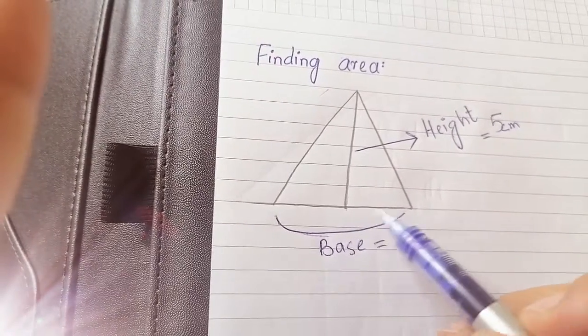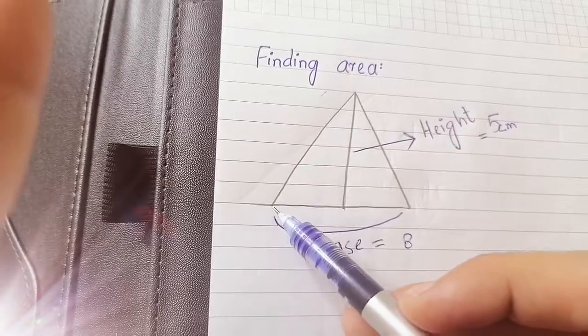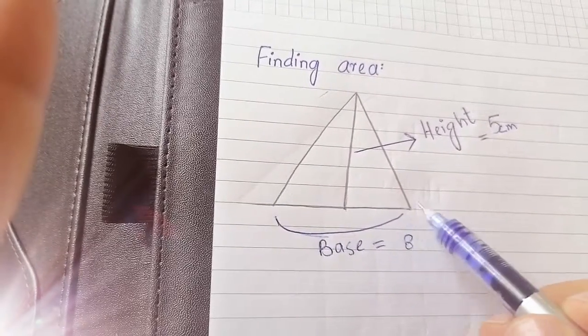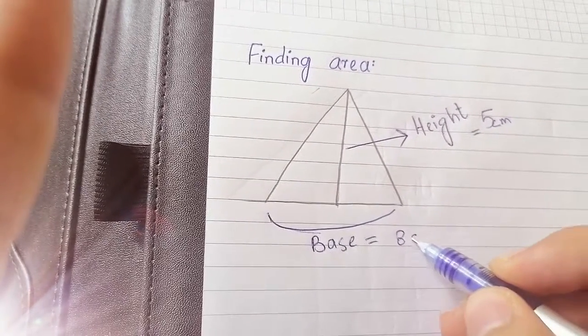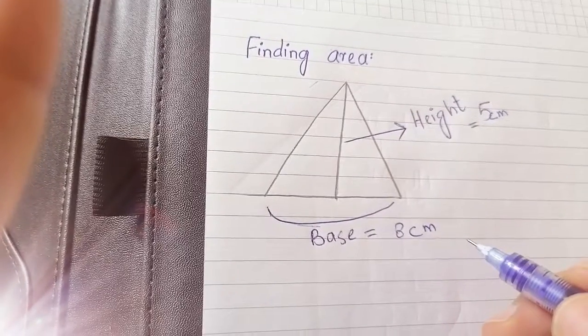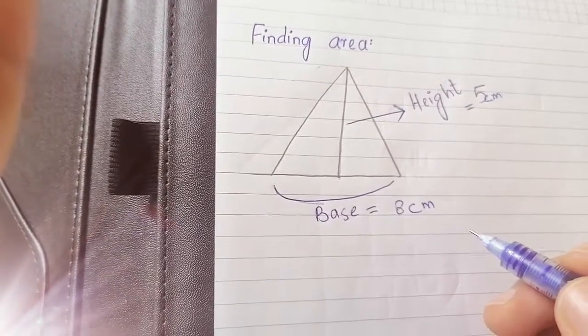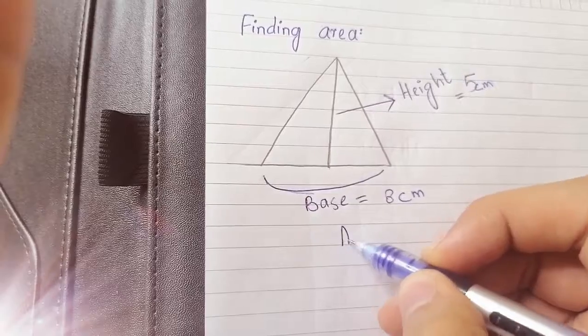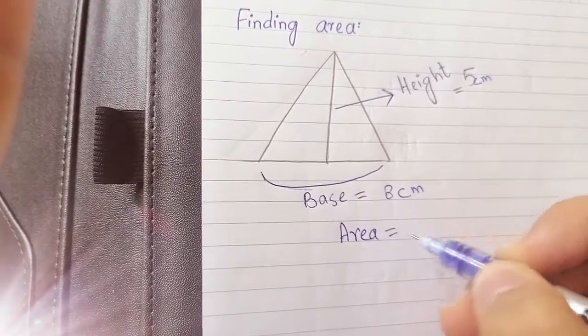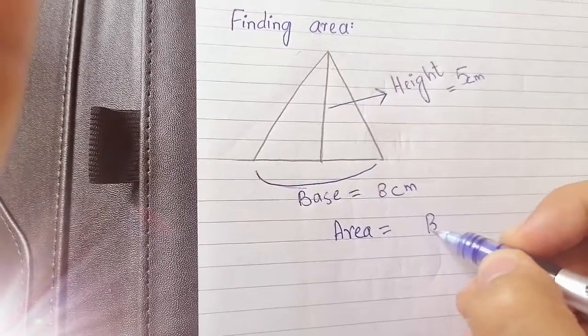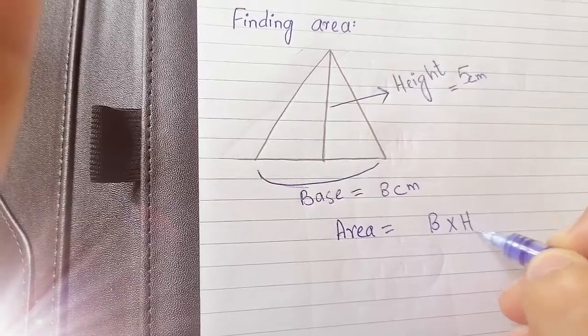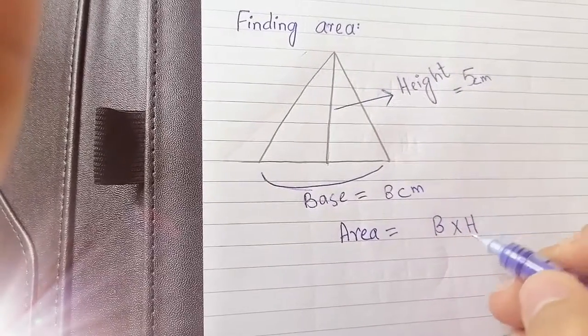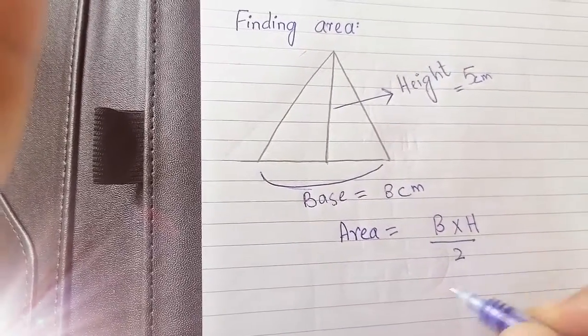And then the base. We need to know the base. This is the base, for example, of this triangle. And base is also given. It is 8 centimeter. Now we have a formula to find the area of a triangle. It's like area is equal to base multiply height. B is base and h is height, and then divided by 2.